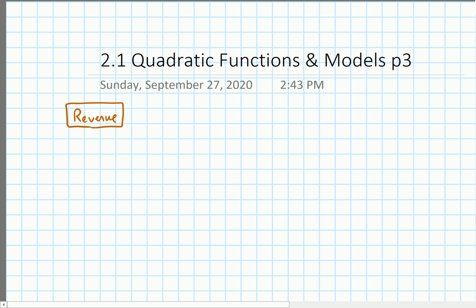Okay, so revenue, we know that revenue R equals price times quantity, or P times Q. Just like with cost, let's get this purely in terms of P, in terms of the price. So this is going to be P times whatever Q is. So let's plug in our formula for the demand, which was 20 minus 3P. And if I distribute P, we get a quadratic. We get negative 3P squared plus 20P. And that is the revenue.